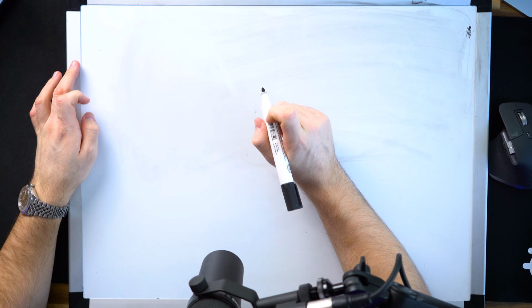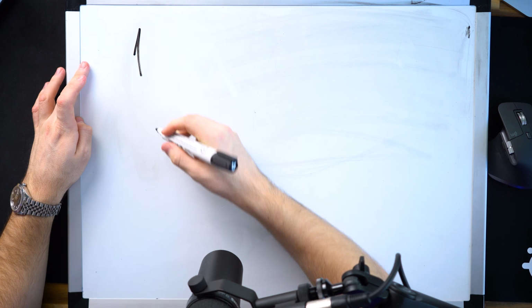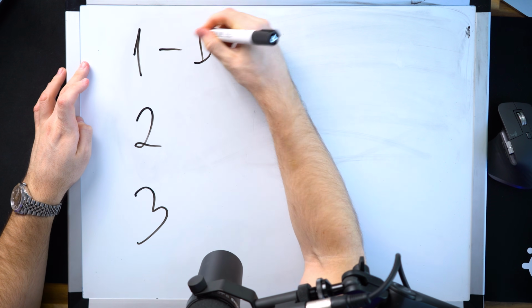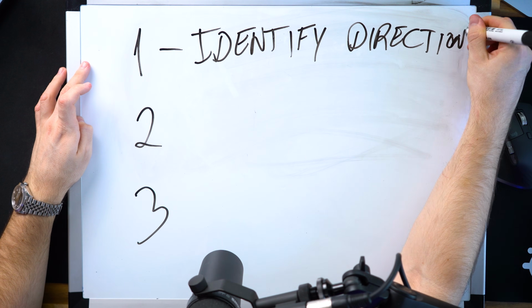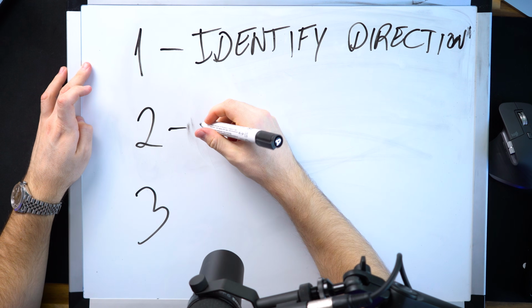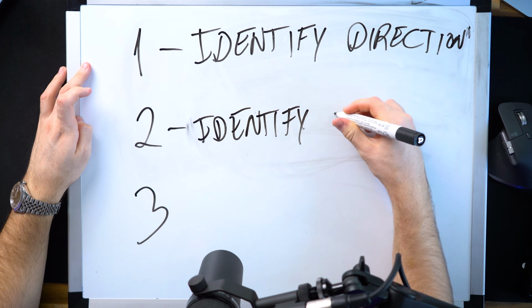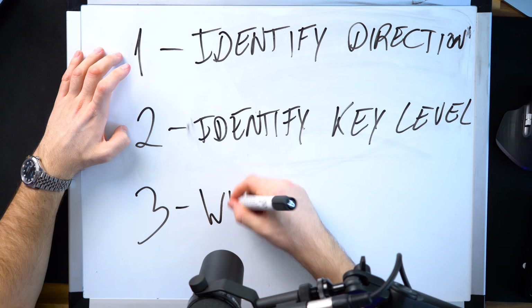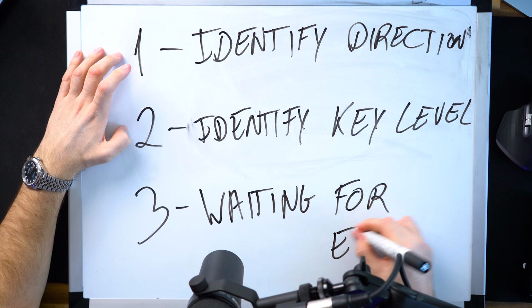This strategy is going to follow very simple steps. Step number 1, step number 2, and step number 3. Number 1 is identify the direction in which the market is going. Step number 2 is going to be identify the key level. And very soon I will show you how to do this on the charts. And step number 3, it's going to be waiting for engulfing.